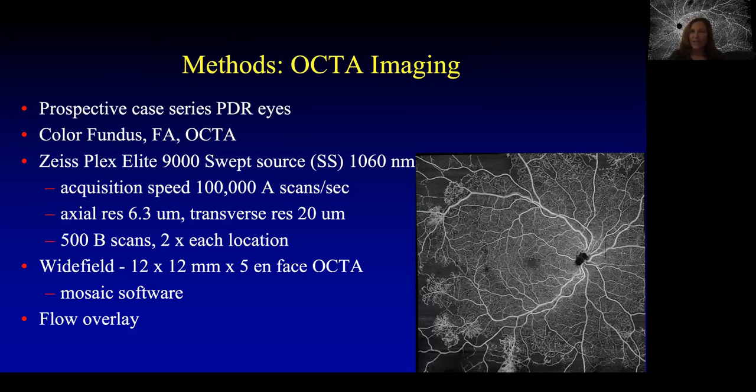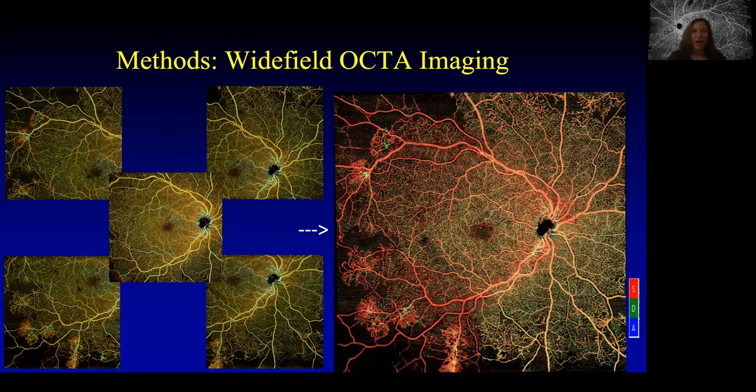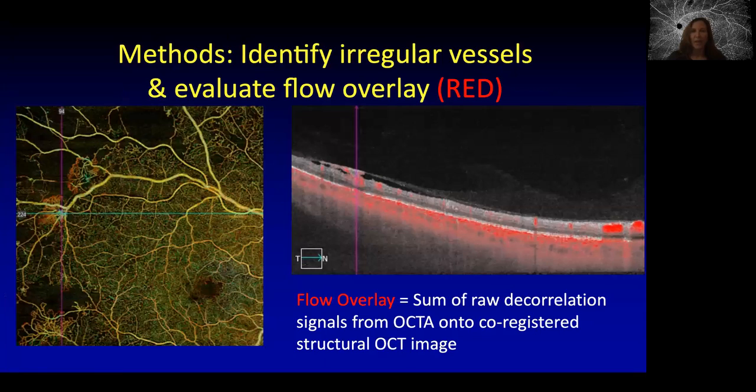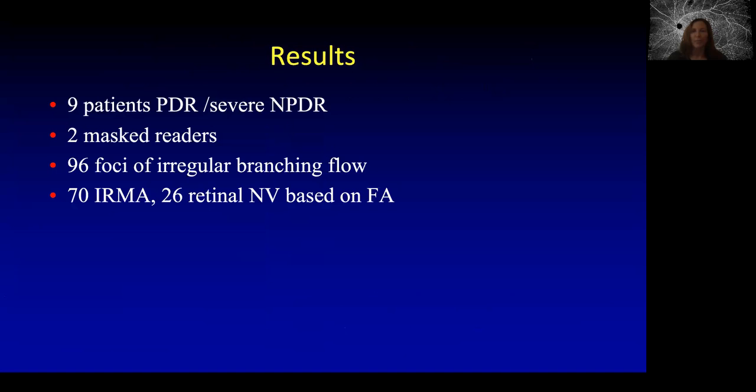In this prospective case series, we used the Zeiss Plex Elite 9000 swept source OCTA at 1060 nanometers. And we used 5 overlapping en-face 12 by 12 millimeter OCTA scans to create a montage such as this. We identified regions of irregular flow and evaluated the flow overlay, which is the sum of the raw decorrelation signals from the OCTA onto the co-registered structural OCT image. We evaluated 9 patients with severe non-proliferative diabetic retinopathy or proliferative diabetic retinopathy and looked at 96 foci of irregular branchings consisting of 70 IRMA lesions and 26 retinal neovascularization lesions based on the fluorescein angiography.